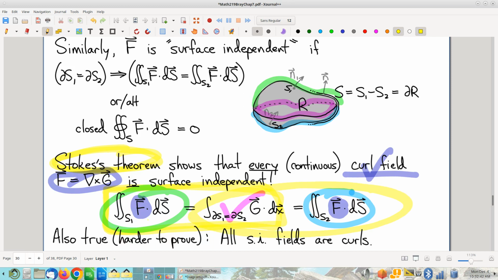And, of course, the whole point is that if it has the same boundary, then that means we're computing this blue integral with the exact same circulation. And so the green integral and the blue integral are computed with the same line integral, and therefore they have the same values. And therefore we have surface independence. Right? It's a lovely little argument.